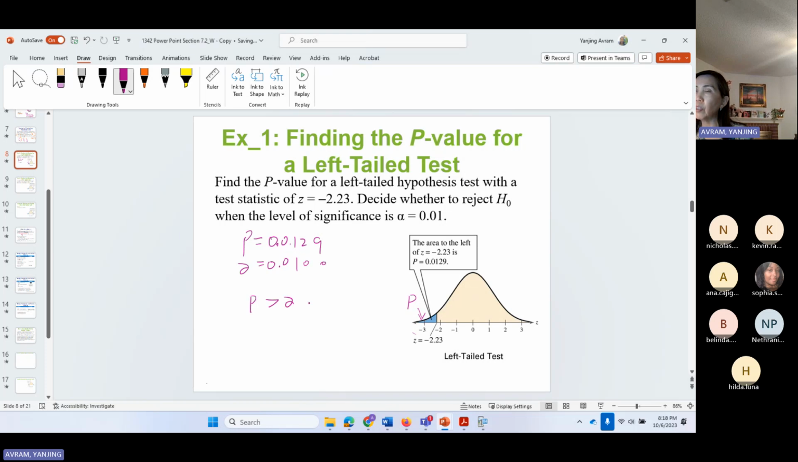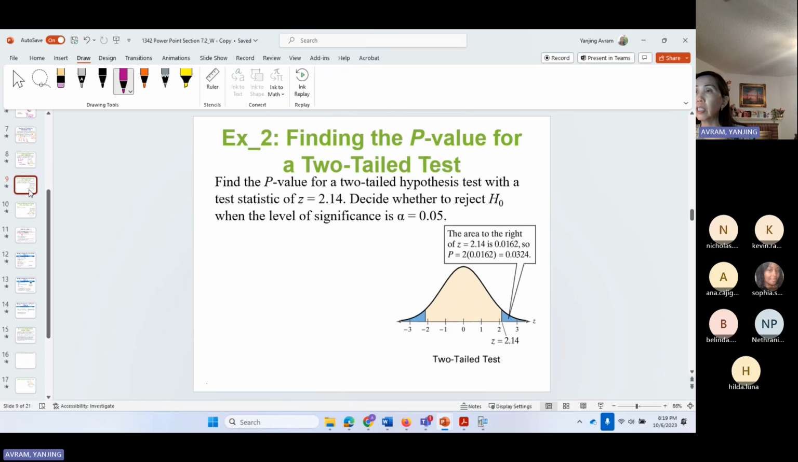So p greater than alpha means do not reject, or fail to reject, the null hypothesis. The conclusion we had earlier is that p had to be less than or equal to alpha to reject. When p is greater than alpha, you do not reject or fail to reject the null hypothesis. That is how you can make this kind of decision.